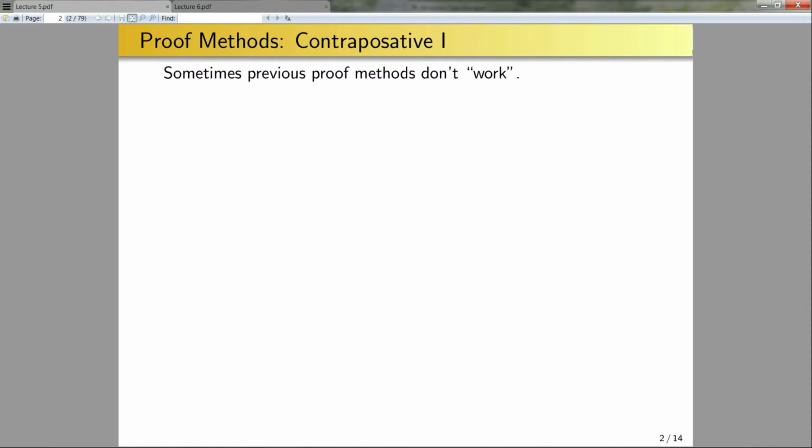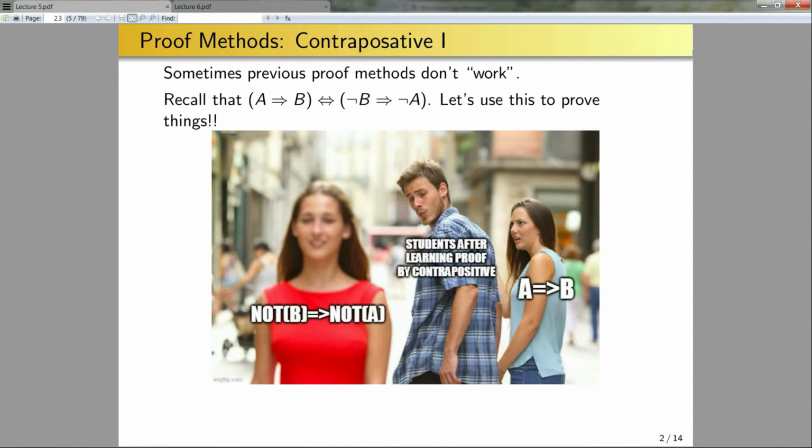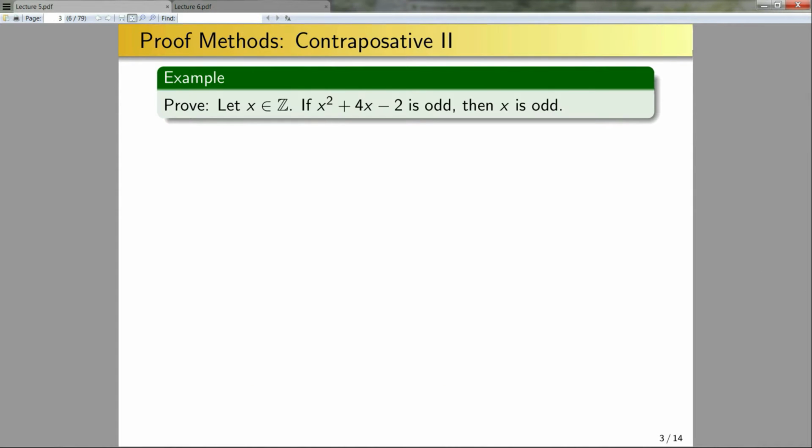So, proof by contrapositive. Sometimes the previous methods don't, quote, work. I spend forever trying to use them to prove a given statement, and I can't get it to work. Well, recall that A implies B is equivalent to not B implies not A. So we can use this to prove things. Here we have a meme that you can look at at your own leisure. So let's go through an example of proof by contrapositive.